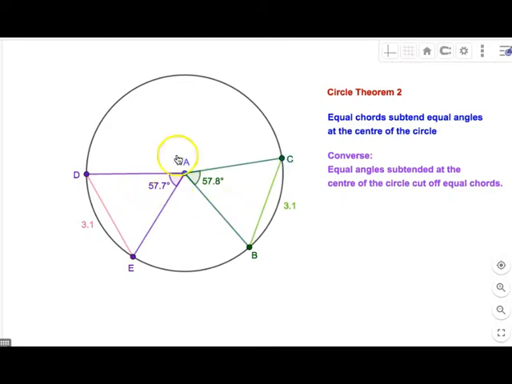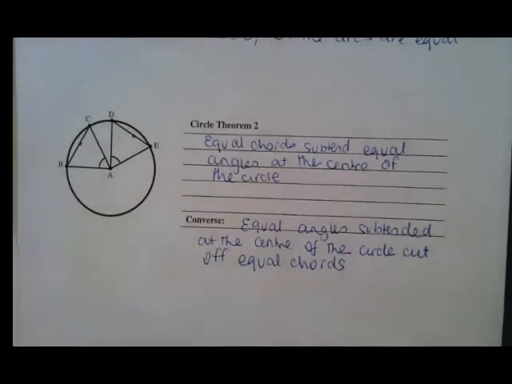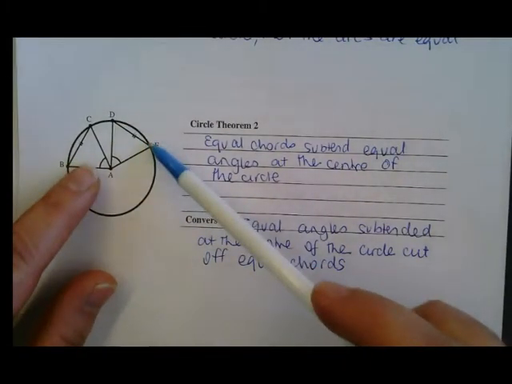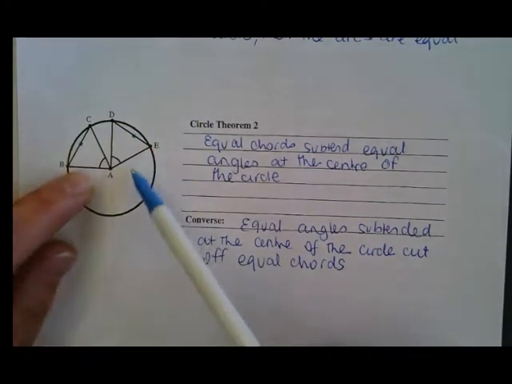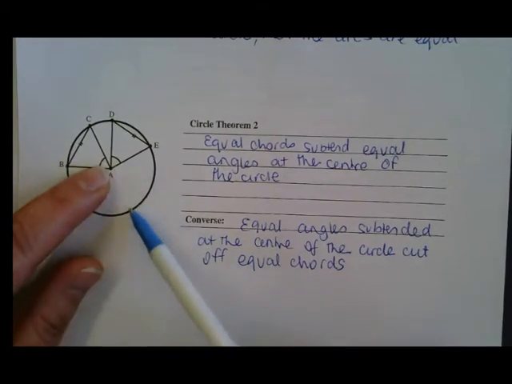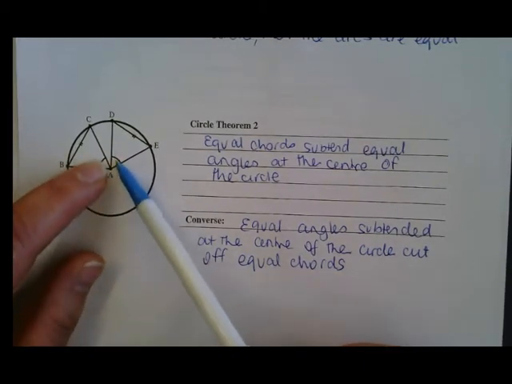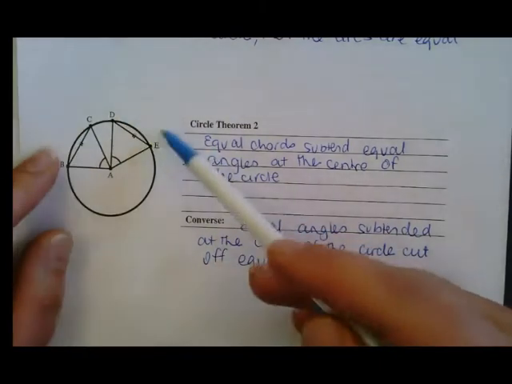So they're the same, with rounding. Like this, circle theorem 2. Equal chords subtend equal angles. So if the chords are equal, then the angle at the center is equal. And the converse is, if the angles at the center are equal, they cut off equal chords.